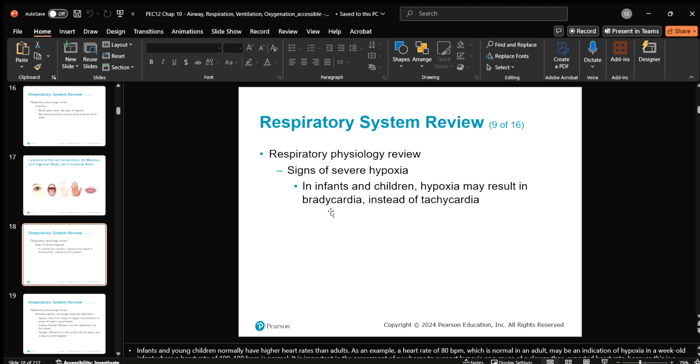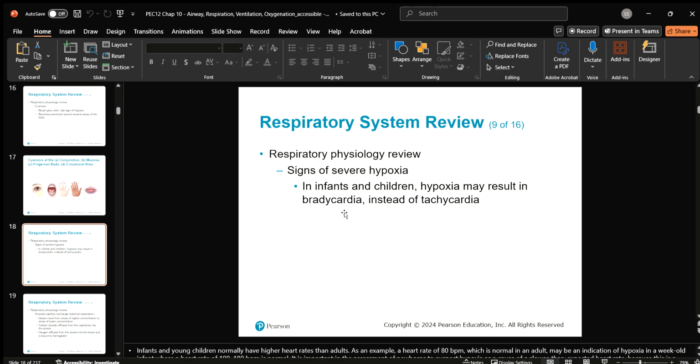So if they are bradycardic, they are already on a downward spiral. So your airway obstructions are one of the leading causes of cardiac arrest in children, because they become hypoxic, they become bradycardic, and then they just go into cardiac arrest. So I'm sure you guys have heard before that pediatrics, they maintain for a long time and then they just crash.